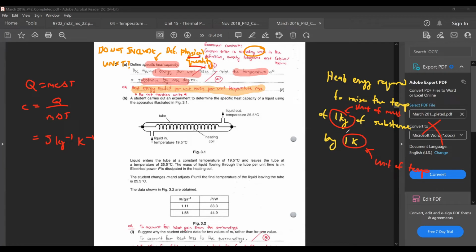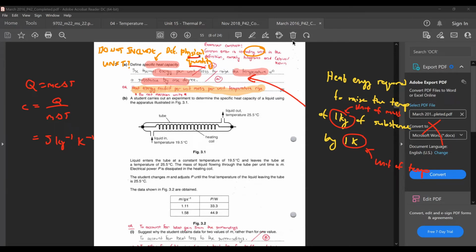You must write them in terms of physical quantity. If you write it in terms of physical quantity, it will be heat energy required to raise the temperature per unit mass of a substance by one unit of temperature or by 1 degree of temperature. You see, those do not have mention of units inside.